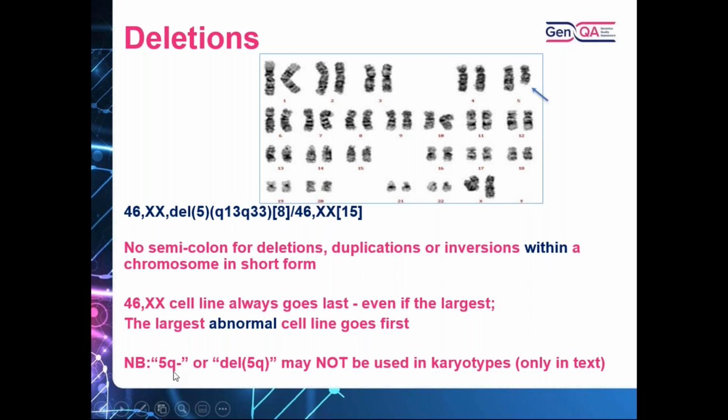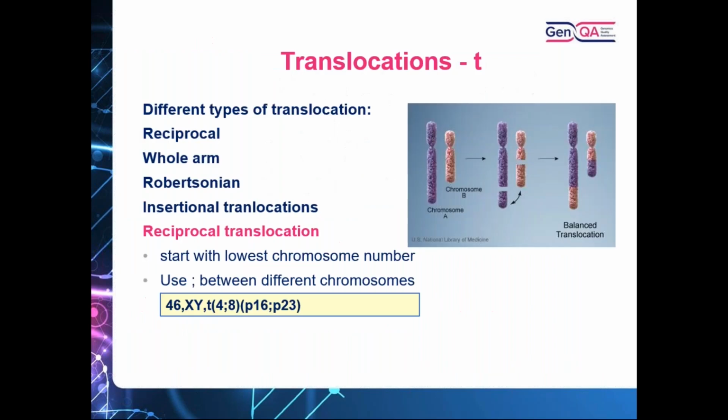Some people like to abbreviate, but unfortunately ISCN doesn't allow these abbreviations. So whatever the deletion is, you can't put 5q minus or del 5q in the ISCN. You can use it in the text, but you can't use it in ISCN.